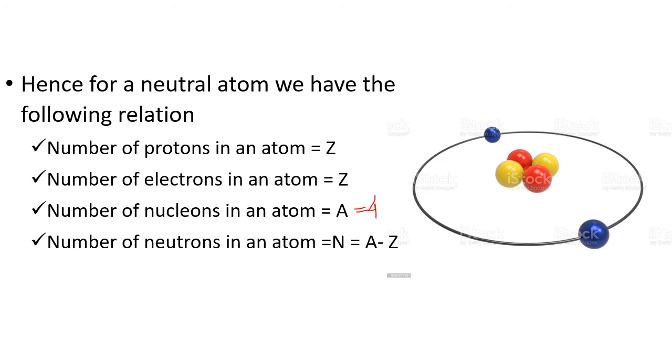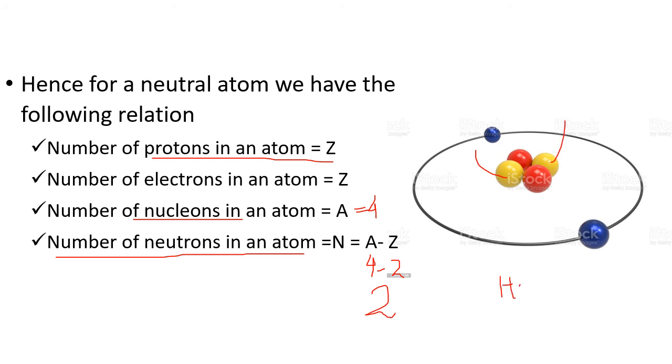Fine. And finally, the number of neutrons in an atom. How many neutrons are there? How will you calculate? You will take the number of nucleons A minus the number of protons Z. So 4 minus 2 is how much? 2. So 2 neutrons are there for your helium atom. Fine.